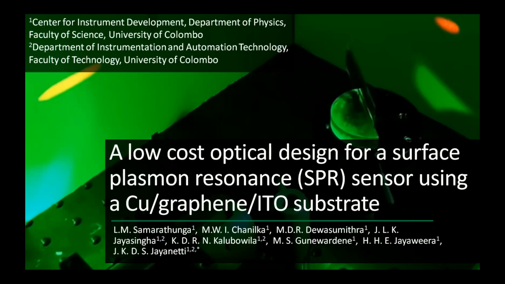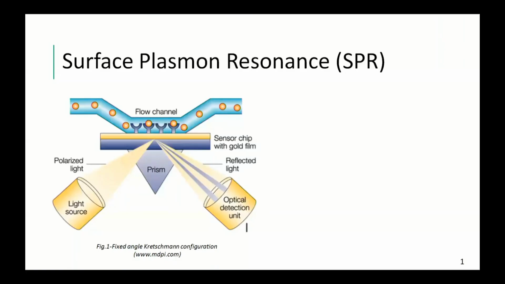I'm Lasin Samaratunga. Today, I'm going to present a low-cost optical design for a surface plasmon resonance sensor using a copper graphene ITO substrate. First, I would like to explain the surface plasmon resonance effect using a commonly used setup known as the fixed angle Kretschmann configuration. As shown in figure 1, the setup contains five main components: a laser, optical detector, prism, sensor chip, and analyte, which is illustrated inside the flow channel.